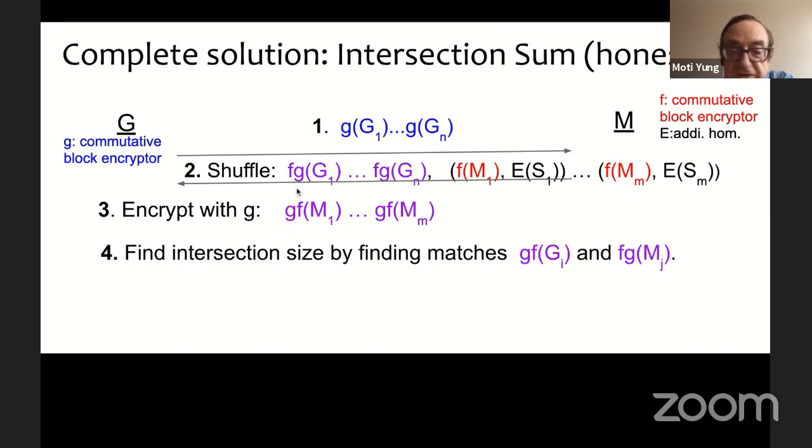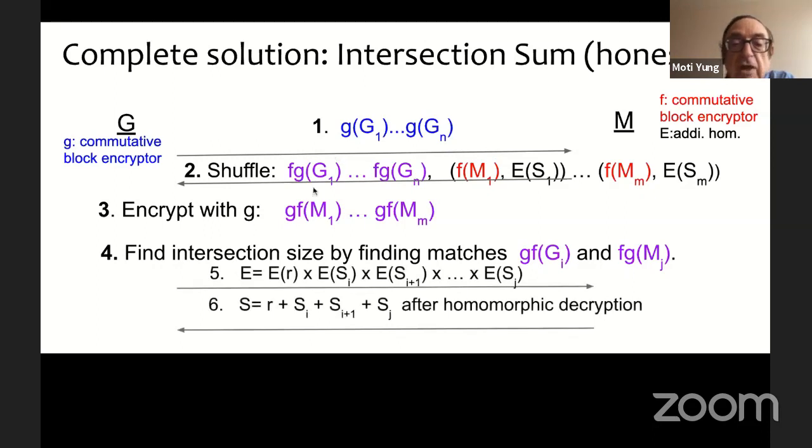And because of commutativity, F of G is G of F. These two elements are encryptions of the same elements, and then G can find the intersection size by finding matches between GF of GI and FG of MJ. If they are equal, the original number was there. This is commutative encryption.